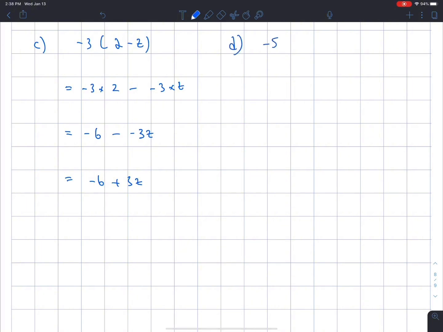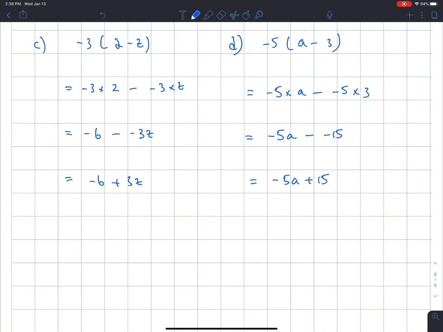D, negative 5 bracket a minus 3. So we multiply it again, negative 5 times a minus negative 5 times 3. Negative 5 times a is negative 5a minus negative 5 times 3 is negative 15. Finally, negative negative will give us positive.